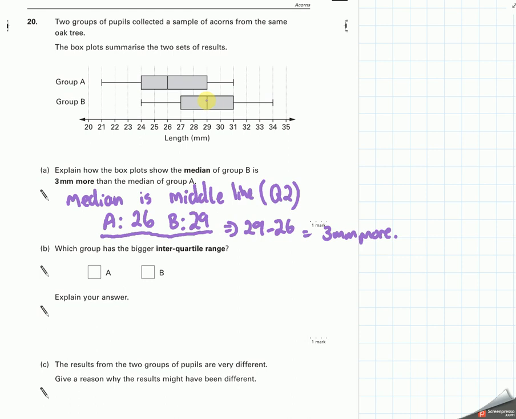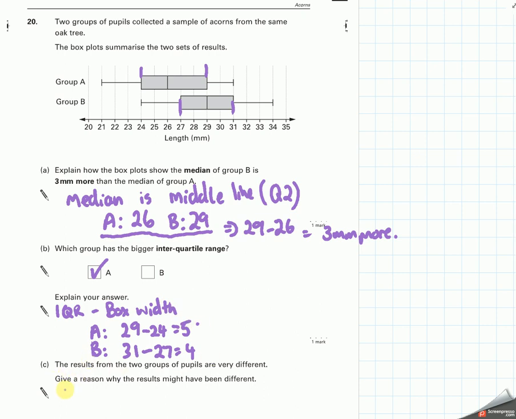Which group has the bigger interquartile range? Now, interquartile range is talking about the distance between these two points, the ends of the boxes. So IQR is box width, and for A, the box width is 29 minus 24, which is 5. Box B is 31 minus 27, which is 4. So the bigger interquartile range is A. That has an implication. Just check the next question.